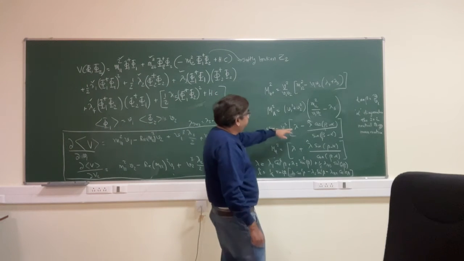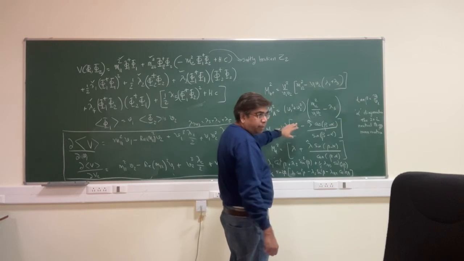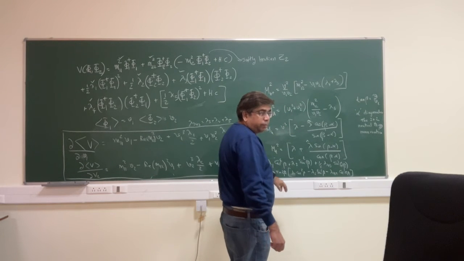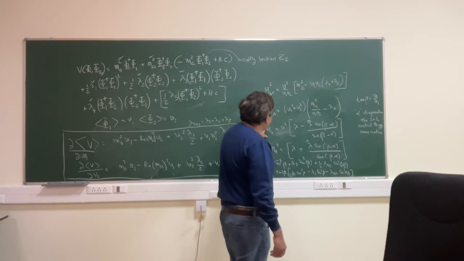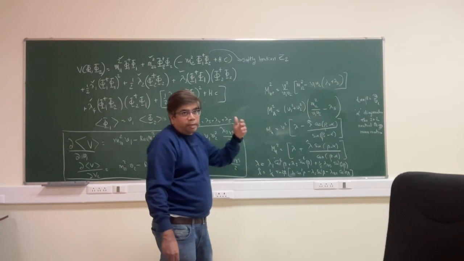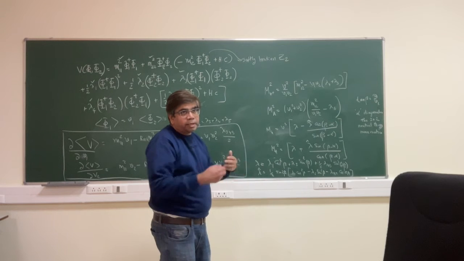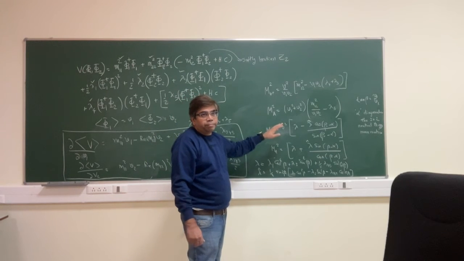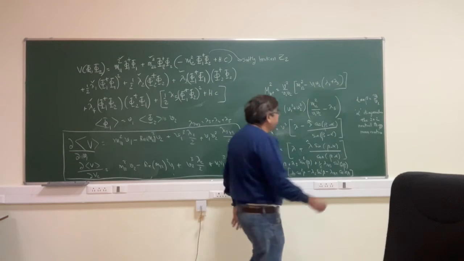Okay. So beta minus alpha is something called the alignment limit, where beta minus alpha is very close to pi by 2. So it turns out if you write down the couplings and everything, if you want them to be like standard model, then beta minus alpha should be equivalent to pi by 2. So that's called the alignment limit.